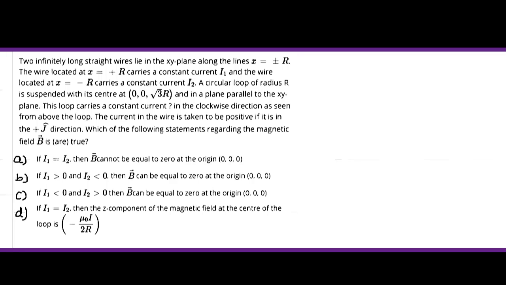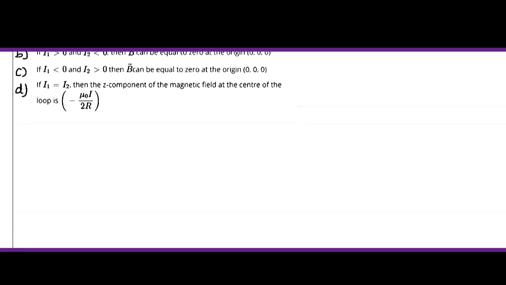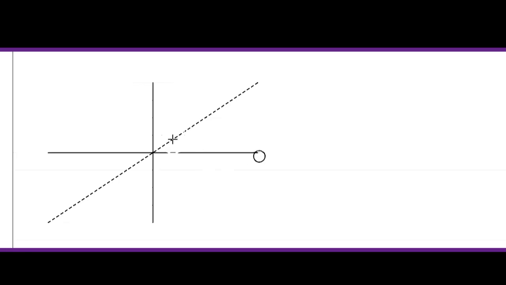So there are some statements. First of all, we should draw our diagram. We draw our coordinate axes. Let's say this is our y direction, plus y, this is our x direction, and this is our z direction.